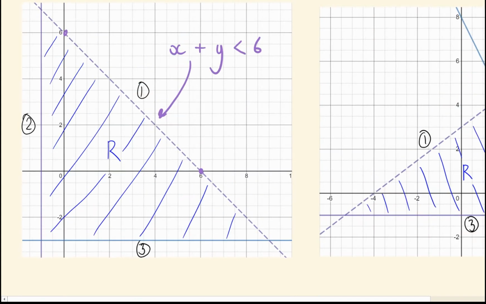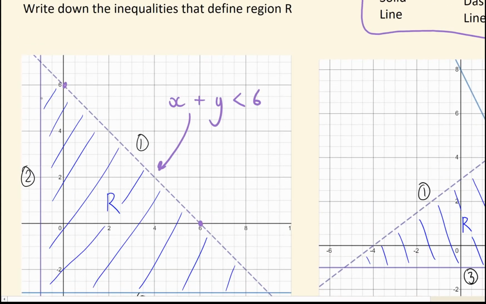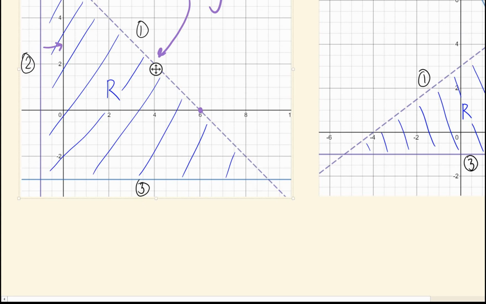Let's move on. We've got 2 more equations. Equation 2. The equation of this line is a vertical line, so it's going to be x equals, because it cuts through the x-axis, and it cuts at minus 1. So the equation of this line is x equals minus 1. But again, you want an inequality, and if we look at the graph, all my x values are greater than minus 1. Also, it's a solid line, so it's x is greater than or equal to minus 1.